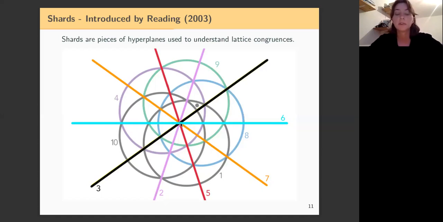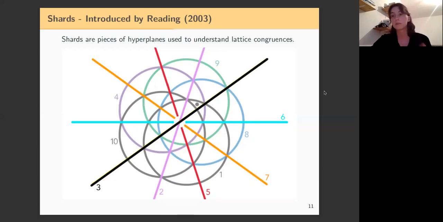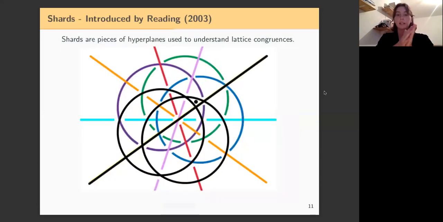So then what we do is all of the other hyperplanes that contain this intersection point, we split them into 2 pieces. We cut them. So the red, the orange, and the blue hyperplane get cut. And now we go through and we do this for every single place where at least 3 hyperplanes intersect, and it gives us the shards of the arrangement.